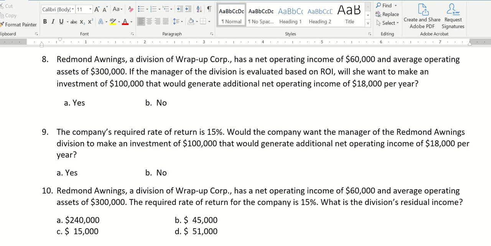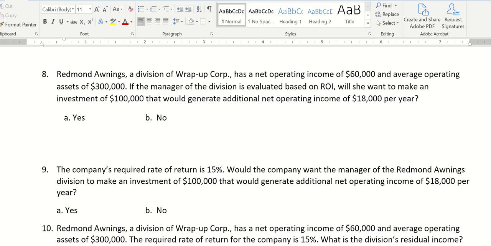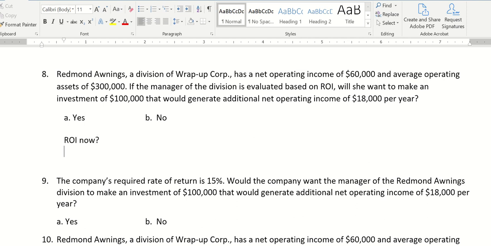And let's keep going. Redmond Awning, a division of Wrap-Up Corp, has a net operating income of 60,000, average operating assets of 300,000. Sounds familiar. If the manager of the division is evaluated based on ROI, he wants to make an investment of 100,000. That would generate an additional net operating income of 18,000 per year. So just evaluating, will she want to make an investment of 100,000? What is their ROI right now? And then is this investment going to meet their ROI?